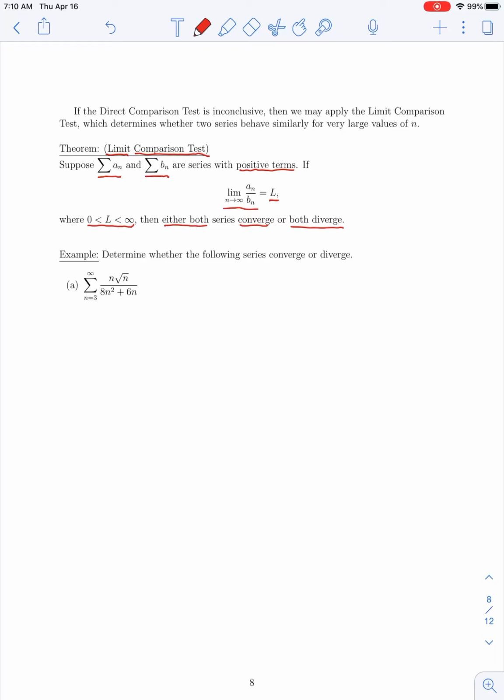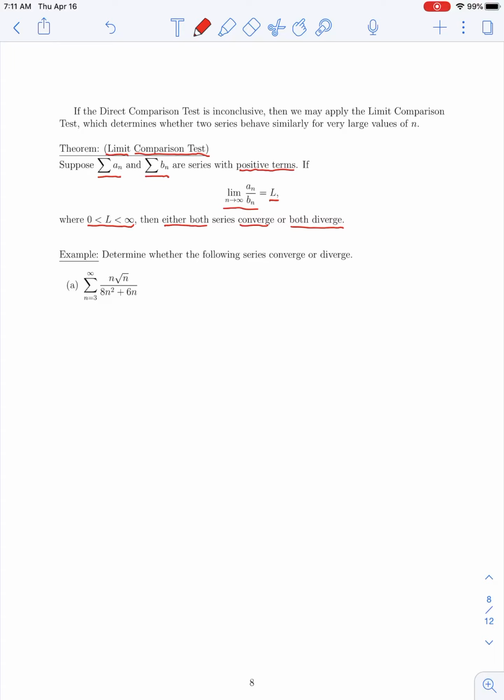So this limit comparison test we might use if the direct comparison test fails, but we suspect that our series behaves similarly to some p series whose convergence or divergence is known. And the way that we're going to apply that test is to look at the limiting value of the ratio of terms a(n) over b(n).